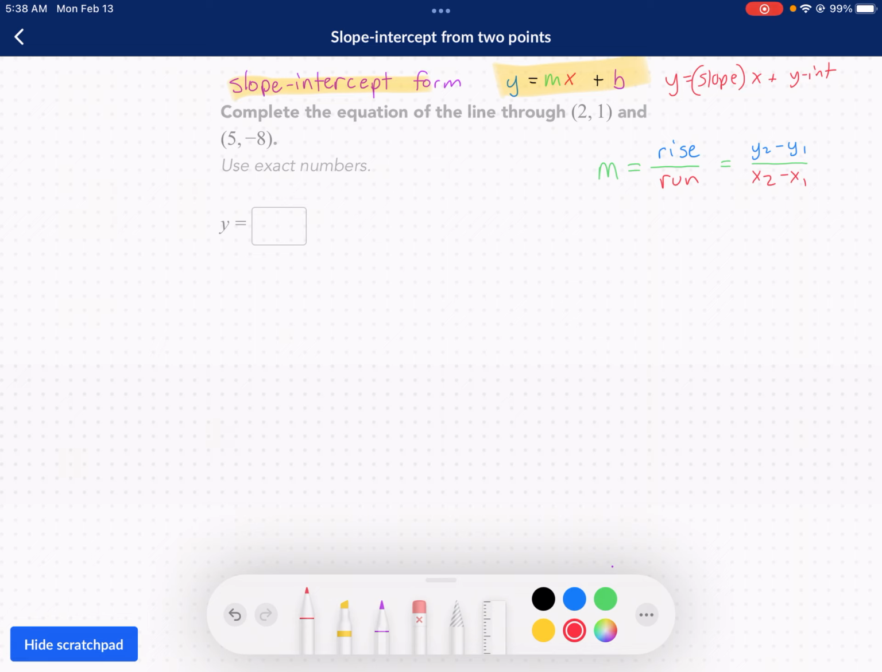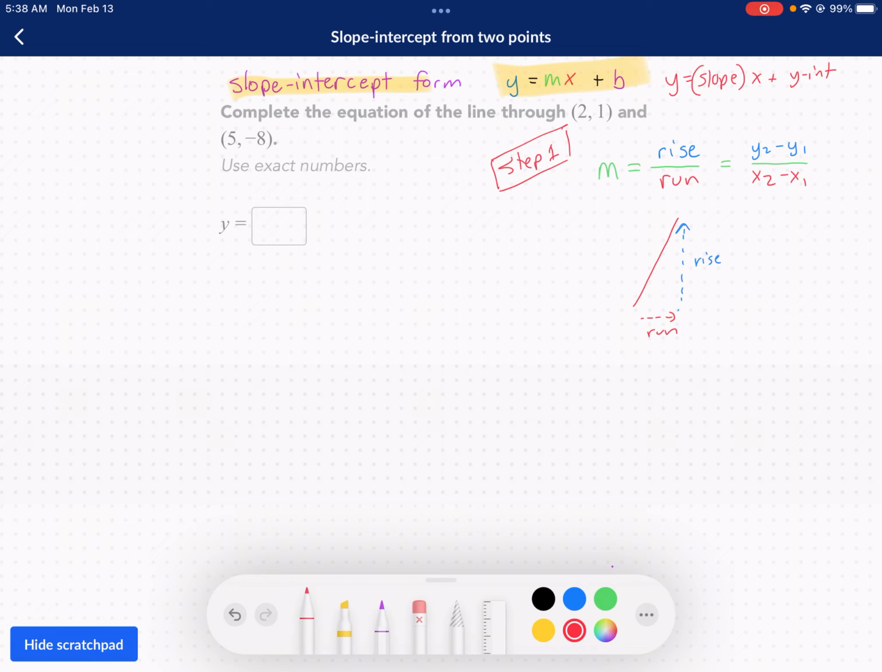Complete the equation of the line through (2, 1) and (5, negative 8). So the first thing I have written here, this is step 1, is you're going to want to find what the slope is. So the slope is defined as the rise over the run. If you're thinking of a line that looks like this, it's basically how steep it is. So how much it goes vertically, that's your rise, and how much it goes horizontally, that's your run. And that's what constitutes slope.